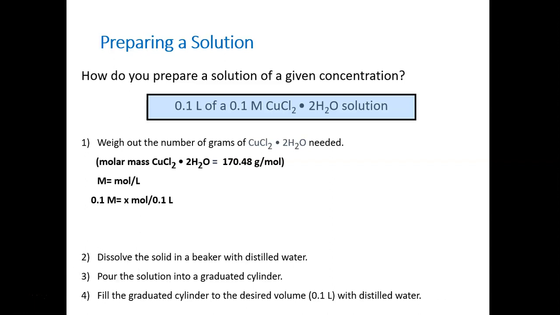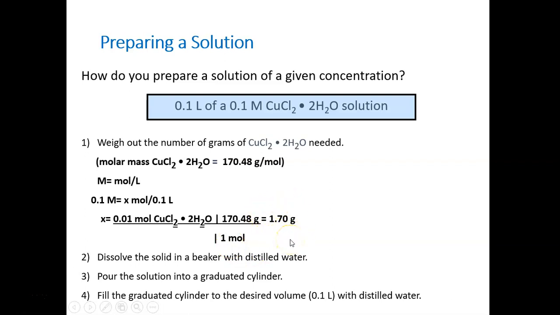I know that molarity is moles per liter. Here in the problem, I'm given the molarity and I'm given the volume, so I can solve for the number of moles. Basically, I need 0.01 moles of copper chloride dihydrate in this solution. Then using the molar mass, I can find that I need 1.70 grams.